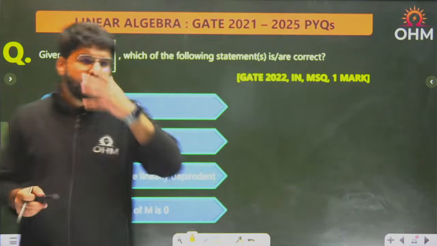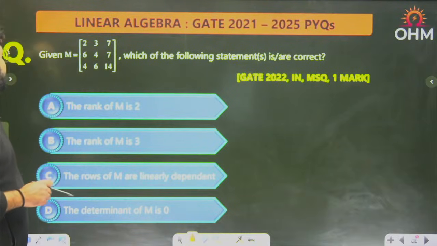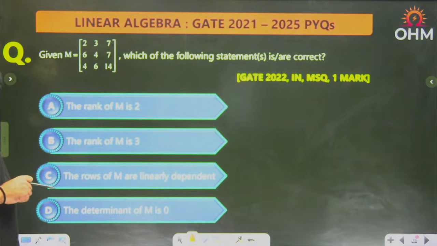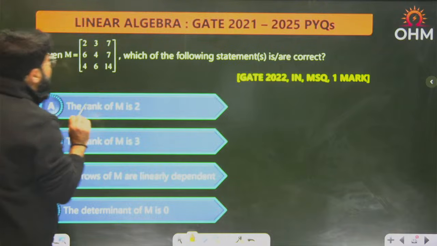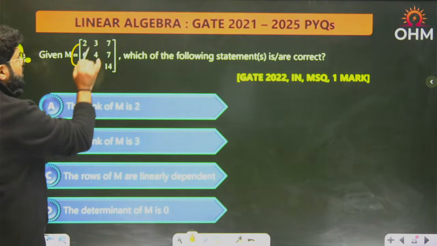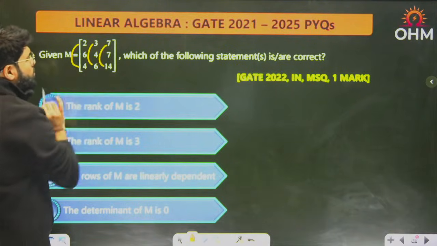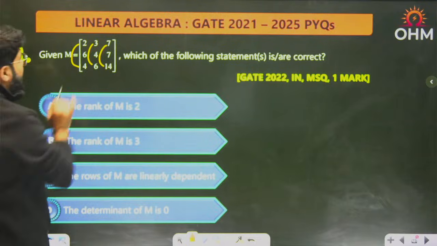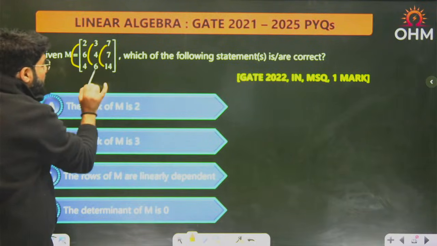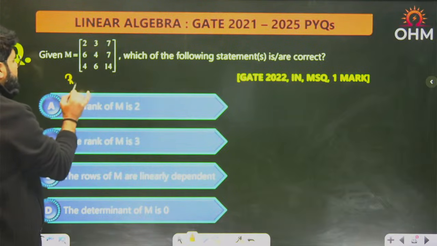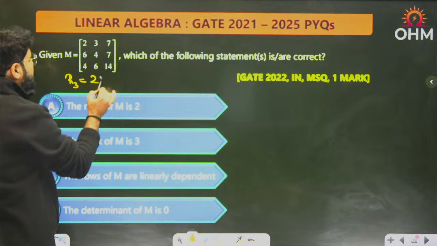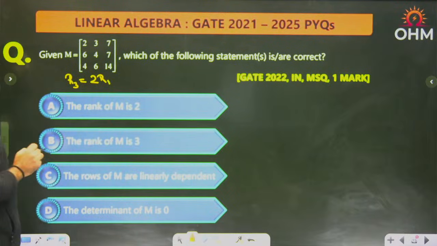What the question is: M is [2, 3, 7; 6, 4, 7; 4, 6, 14]. Which of the following statements is or are correct? Now, very clearly you can see a relation. 2 into 2, 3 into 2, 7 into 2, matched. I again repeat, 2 into 2 you will get 4, 3 into 2 you get 6, 7 into 2 you get 14. So what is the correct observation? That the third row is directly obtained by multiplying the first row by 2. R3 is 2R1.